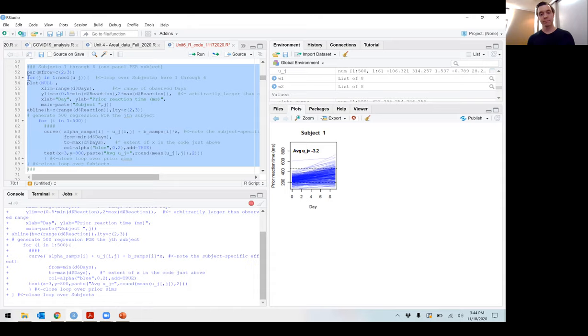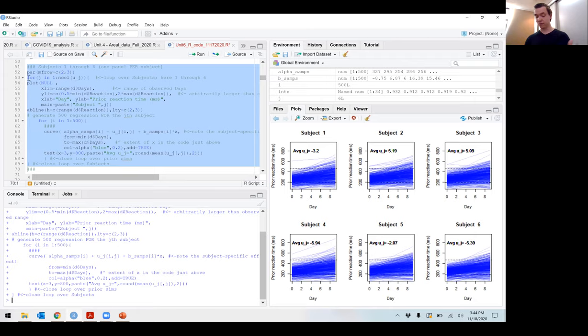Fascinating. Different every time I run it, right? Because it's a random process and it's just taking a little bit of time because I'm trying to produce 500 times six, 3,000 lines. Fascinating. Okay. Look at what's happening.